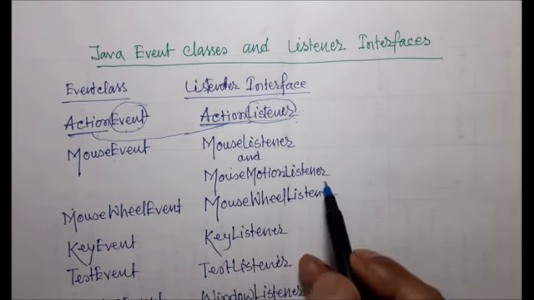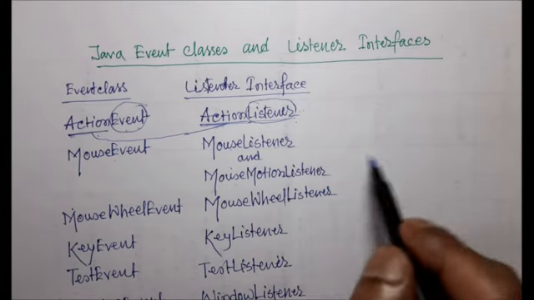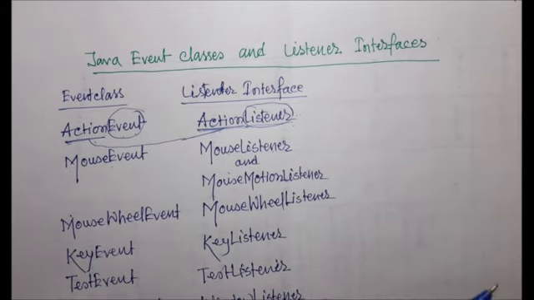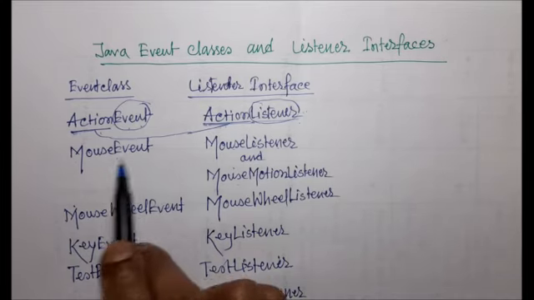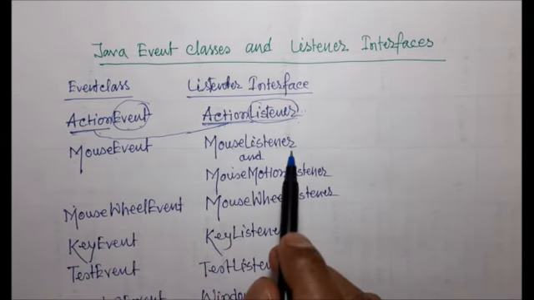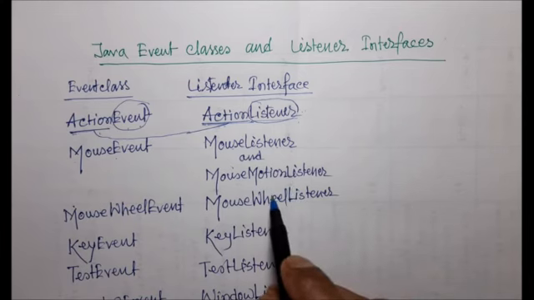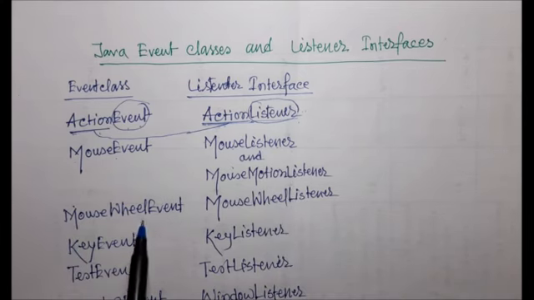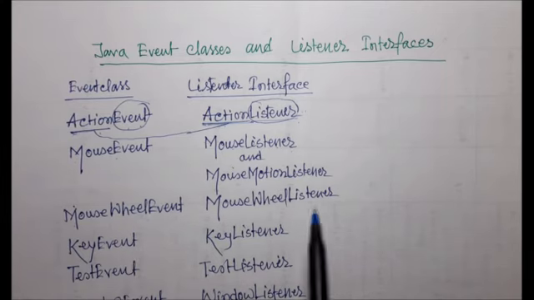Mouse motion listener means sometimes it may happen in my program that I am just moving my mouse, so some event is generated. What does event mean? When the state of the object is changed, we can say an event is generated. So we have two listeners for mouse event: one is called mouse listener, another is called mouse motion listener. And the third one is mouse wheel event. The listener name is mouse wheel listener.